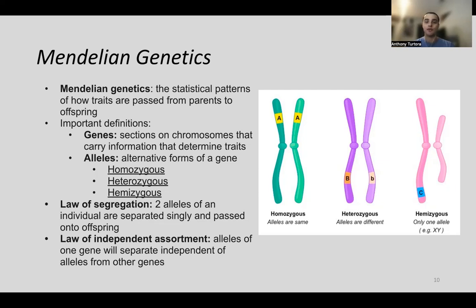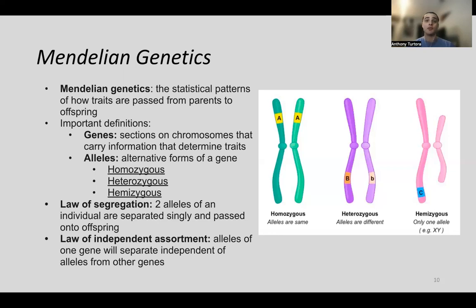So it's still important for us to understand more complicated scenarios of heredity and inheritance, especially ones that don't necessarily line up with dominant and recessive traits, more like codominance and incomplete dominance, which we will talk about a little bit later. And some important definitions that we have here: one is what genes are. Genes are sections of chromosomes that carry information that determine traits. And chromosomes contain all of the individual's genetic material.